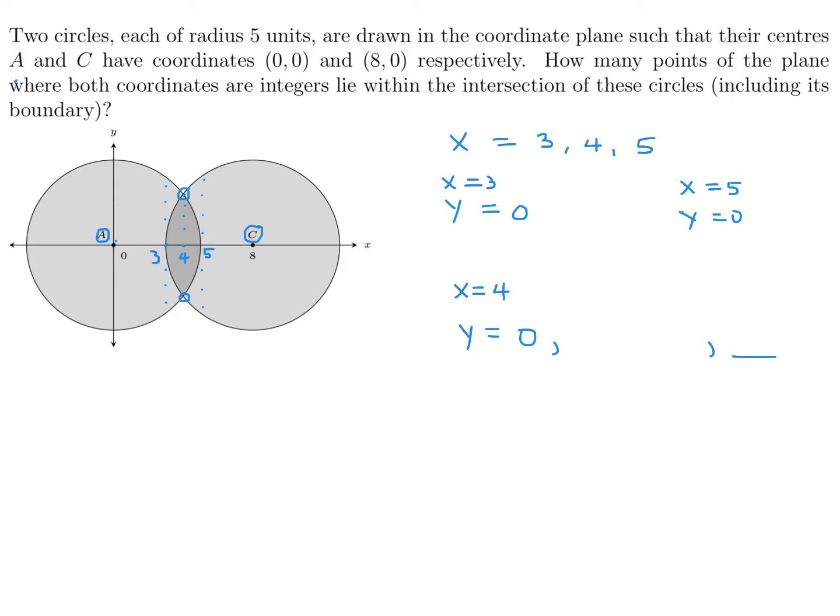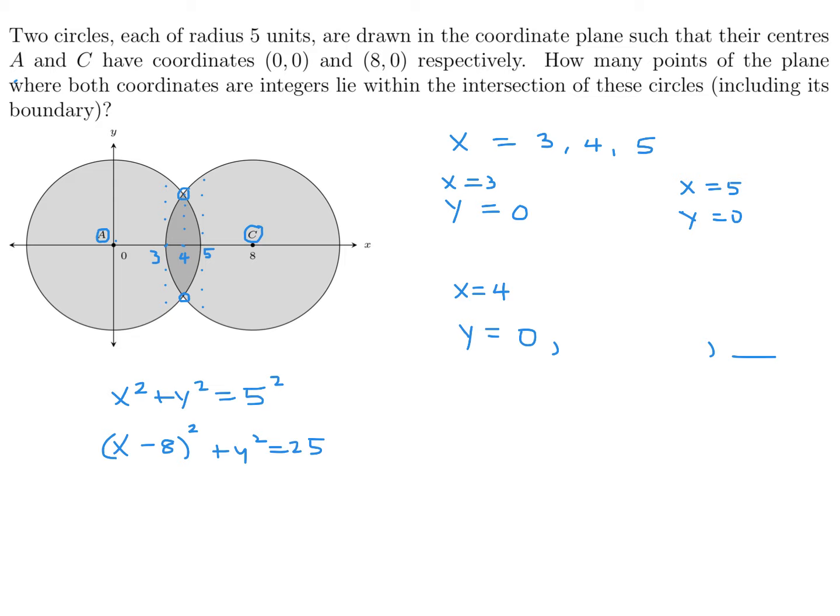Well, you can probably do it manually, but let's just introduce some equations to make the solution a little complete. The first equation is x squared plus y squared is equal to 5 squared, since it's centered at (0, 0) and the radius is 5. The second equation would be (x minus 8) squared, because the center is at (8, 0), plus y squared is 25. And then to get the intersection, you just solve this system.